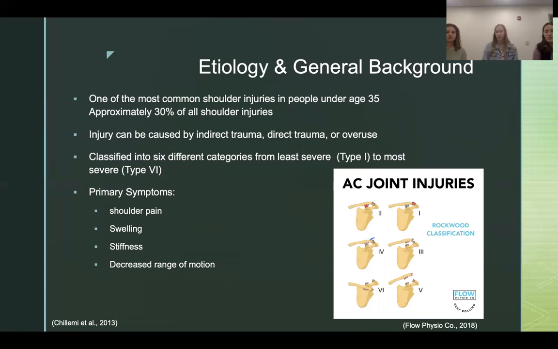And no matter what the classification of the injury is, there are some symptoms that are similar for most injuries. Those include shoulder pain, swelling, stiffness, and decreased range of motion. These are not for everybody, but most people who have an AC joint injury will experience at least one of these.